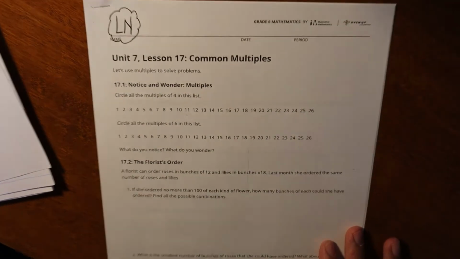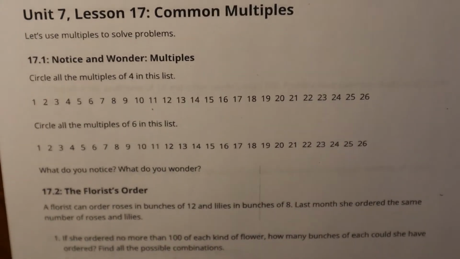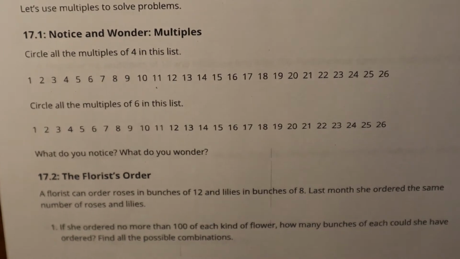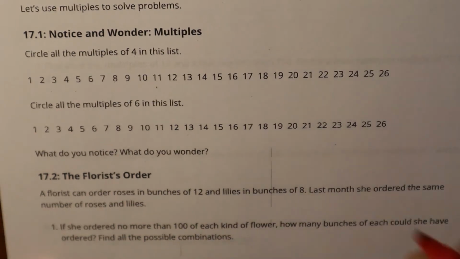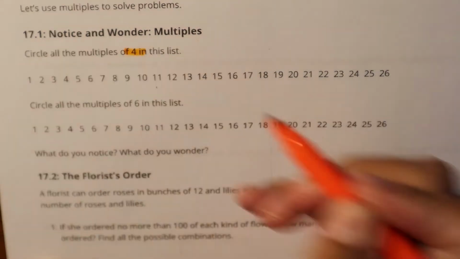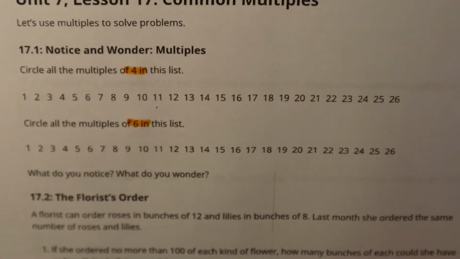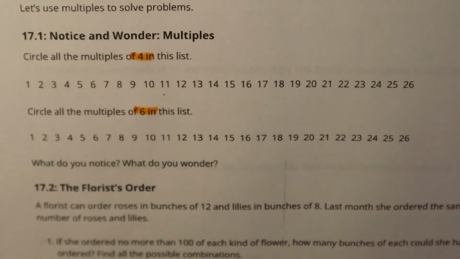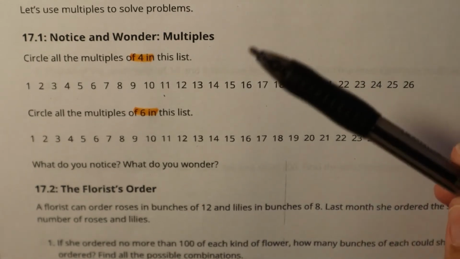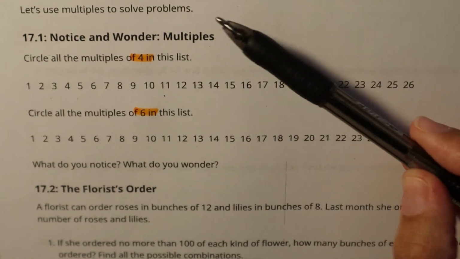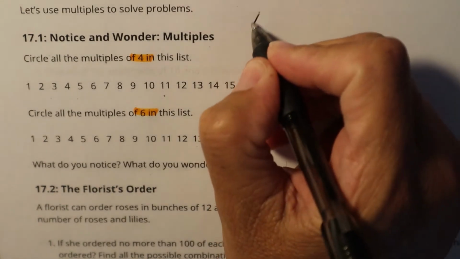So the first activity is just a quick little notice and wonder, which is exactly what it's called. They're giving us two numbers, and they're giving us all the multiples of that number. The first one is the number 4, and in the second list, it's multiples of the number 6. Now remember, when I say multiples, think of your multiplication table.